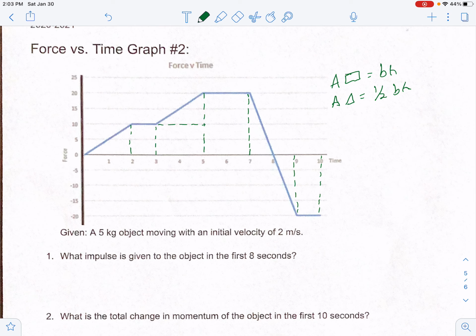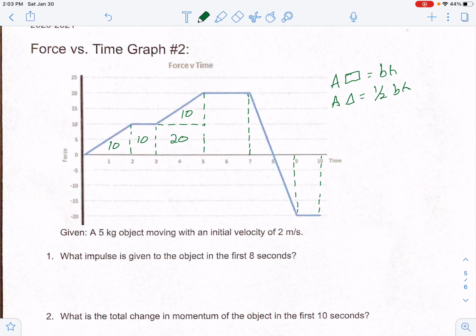So the first one, 0 to 2 seconds, so my base is 2, my height is 10, so 2 times 10 is 20, but since it's a triangle, we're going to do half that, so you should get 10. From 2 to 3, I have a base of 1. My height is 10, so 1 times 10 is going to be 10. And then I have a base of 3 to 5, so that's 2. And then my height is 10, so 2 times 10 is going to give me 20. Okay, this next triangle, I have a base of 2, so 3 to 5 is 2. And then I went from 10 to 20, so my height is 10. So 2 times 10 is 20, but half of that, since it's a triangle, is 10. Okay, I've got this big rectangle here.